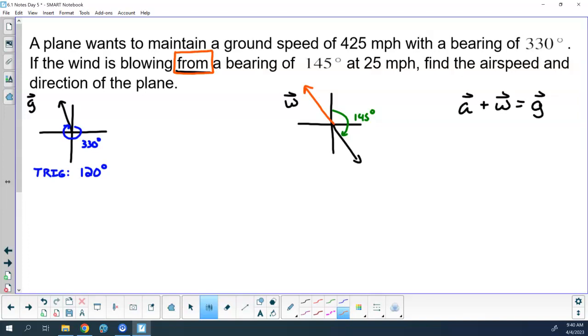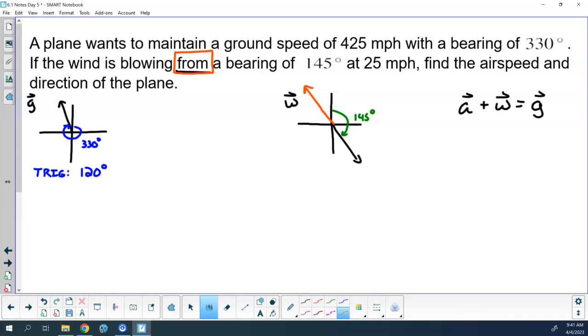Can you explain why that word makes it that way? Because it's blowing from that bearing. It's not blowing to that bearing. It's blowing from that bearing and going the complete opposite direction. Okay, so when it says from, it's the opposite. It's 180 degrees, yeah.